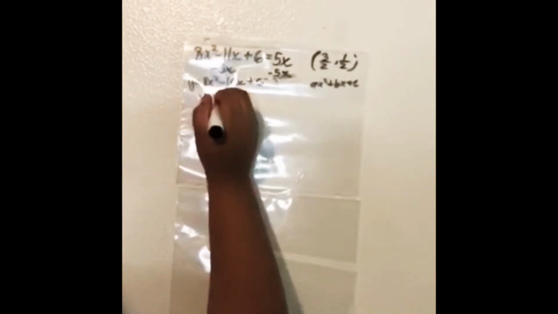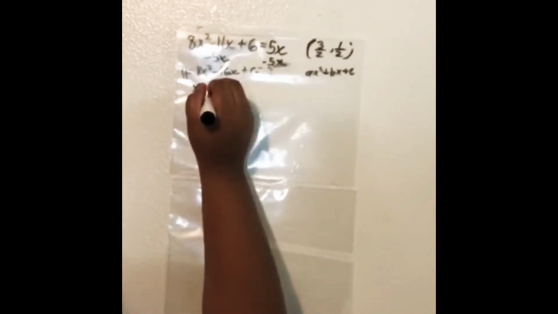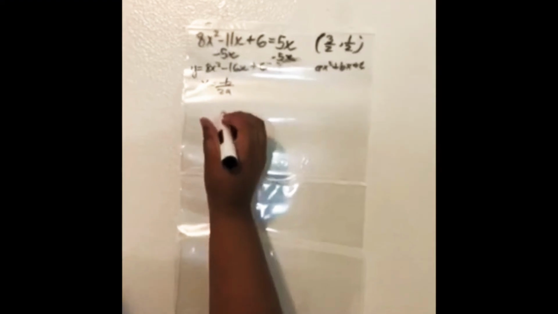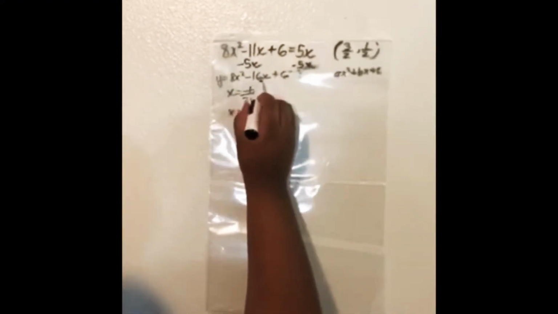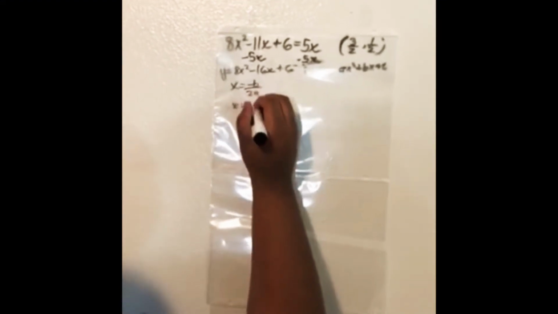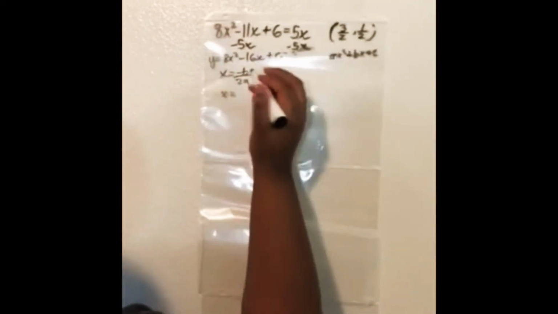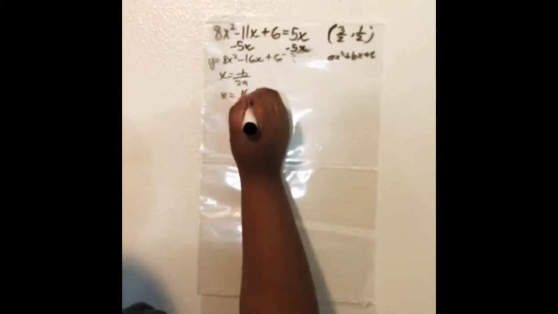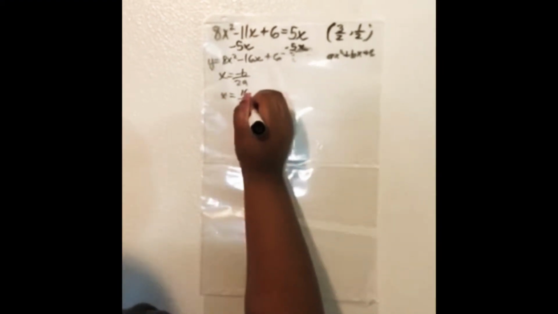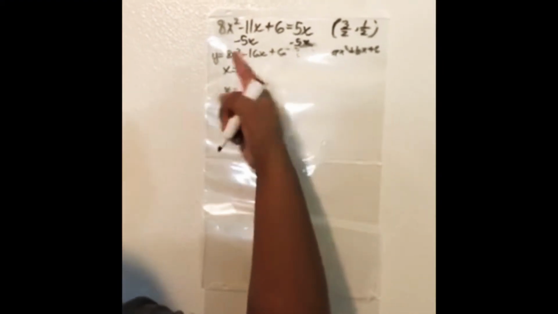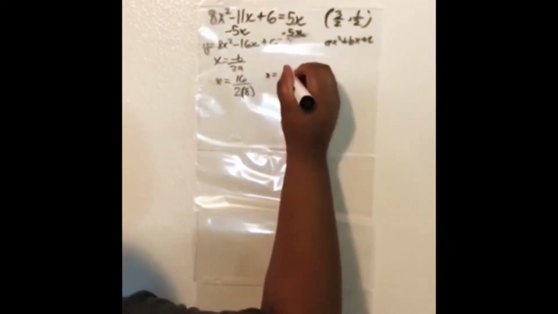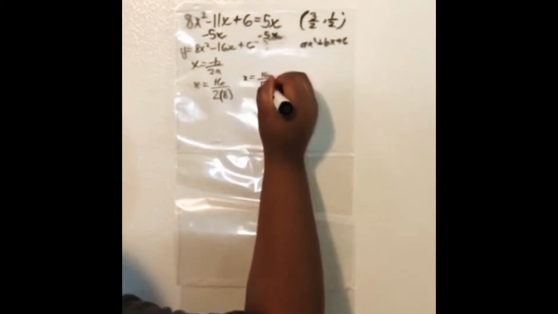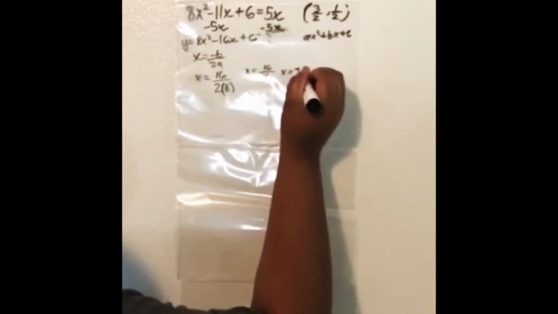To find the value of x, it will be x equals negative b divided by 2a. So x equals, this is the value of b, but it's going to become positive because a negative times a negative is positive. So it's going to be 16 divided by 2 times 8, because 8 is the value of a. So then x equals 16 divided by 16, which is x equals 1.